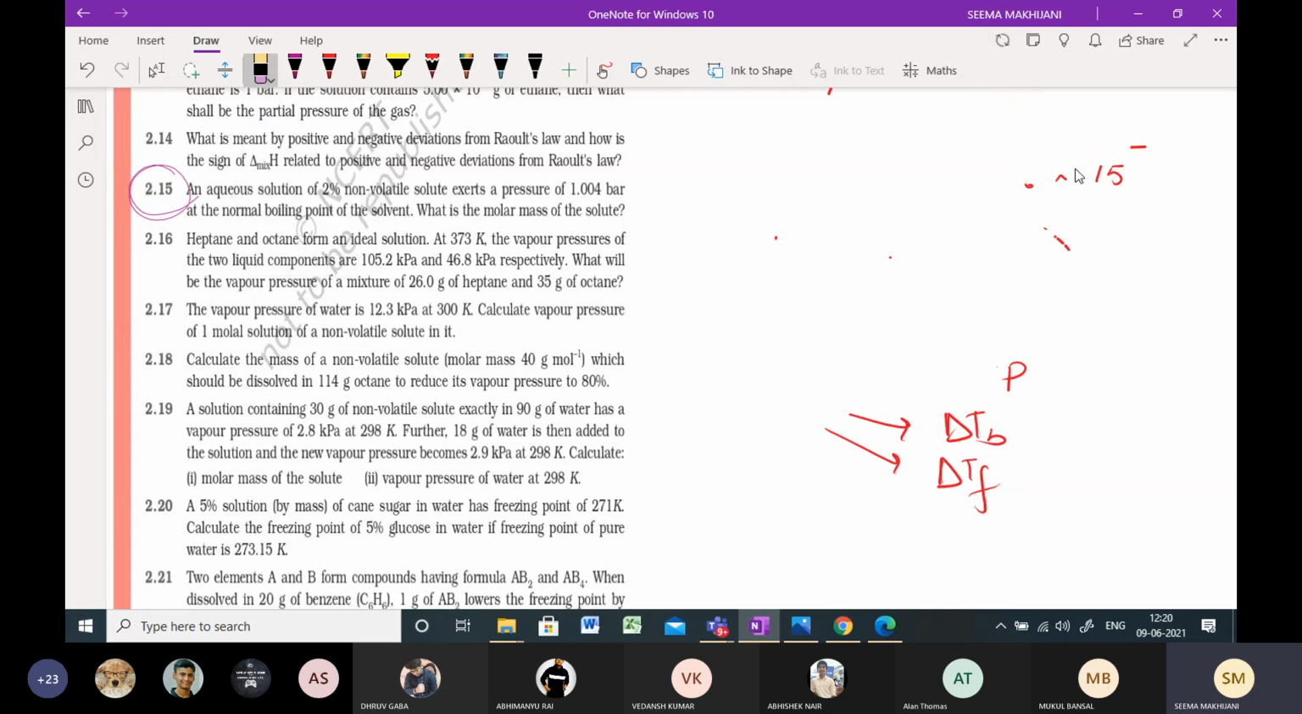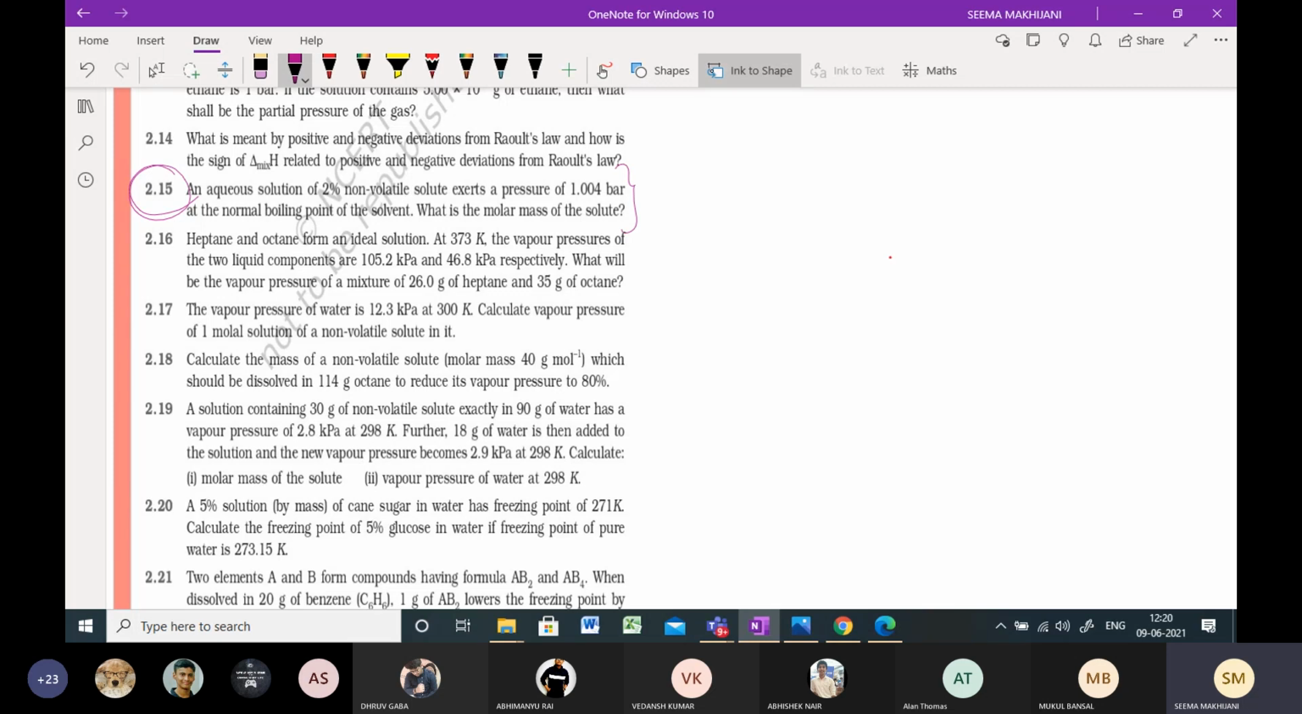2.15, please read the question. For all numericals, my advice is that you should read the question twice before thinking about what is to be done. You get a better prospect of the question if you read it twice. Let's move on to this question.